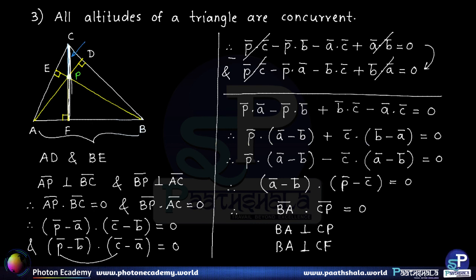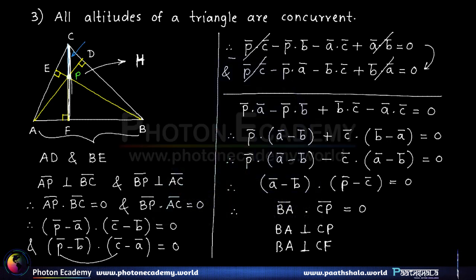Therefore all altitudes of a triangle are concurrent, and the point of concurrency is called the orthocenter and is typically denoted as capital H.